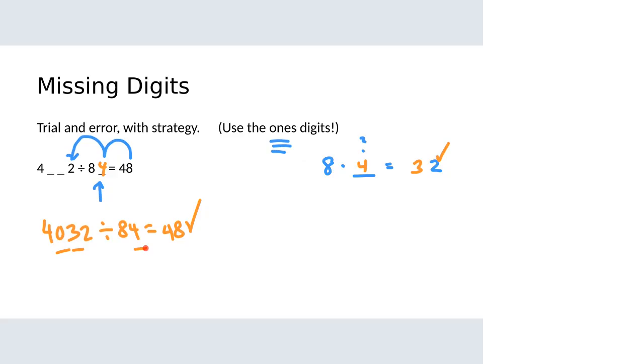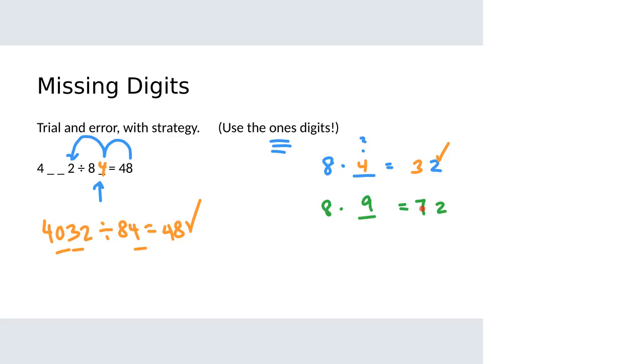What I did was I took a look at the ones digit as a strategy. One of the things that's kind of wild about this one, though, is, well, 8 times 1 would be 8, 2 is 16, 3 is 24, 4 is 32, 5 is 40, 6 is 48, 7 is 56, 8 is 64. 8 times 9, though, is 72. So this could be a 9.